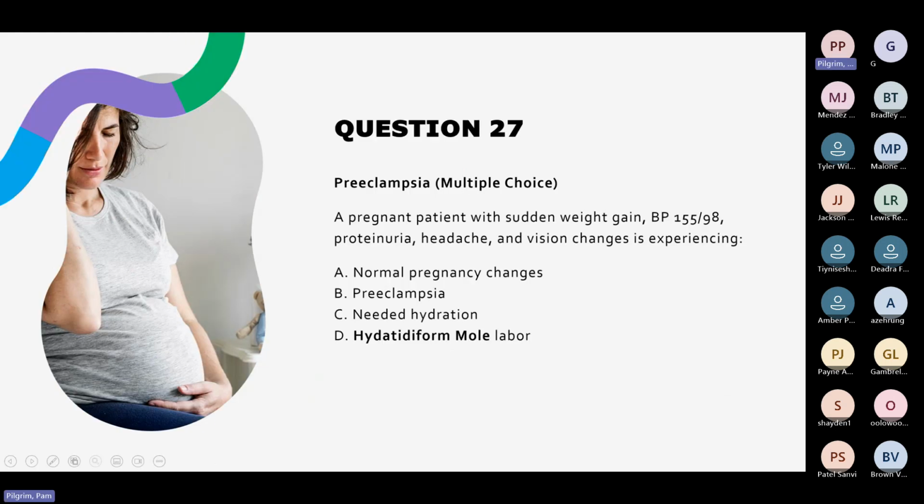Okay, so this next one is on preeclampsia. A pregnant patient with a sudden weight gain, blood pressure of 155/98, proteinuria, headache, and vision changes is experiencing what? And the answer is this is a triad for preeclampsia: increased blood pressure, protein in the urine, plus symptoms, headache, swelling, vision. The answer is preeclampsia, B.